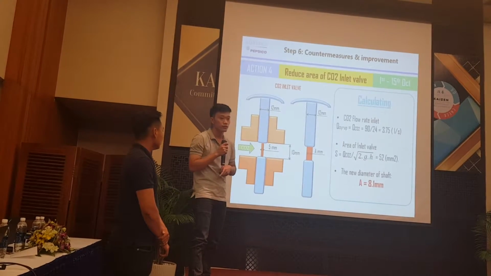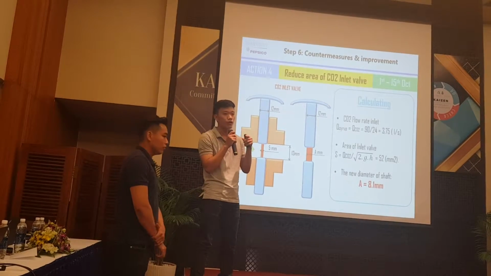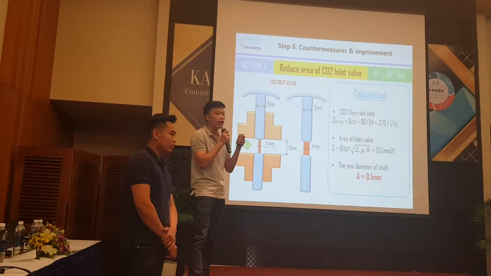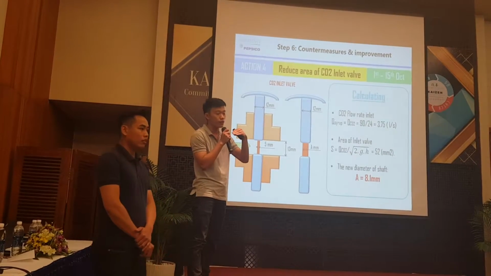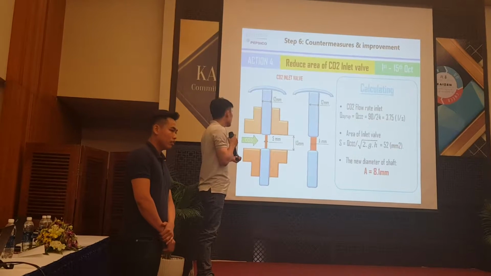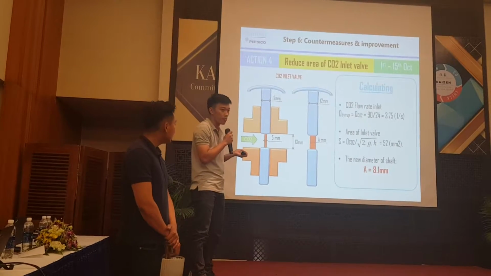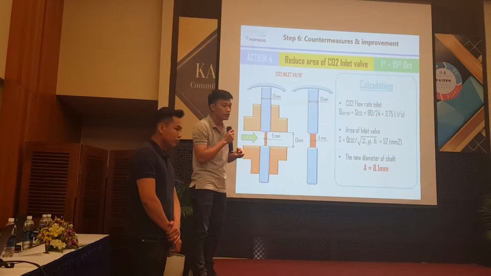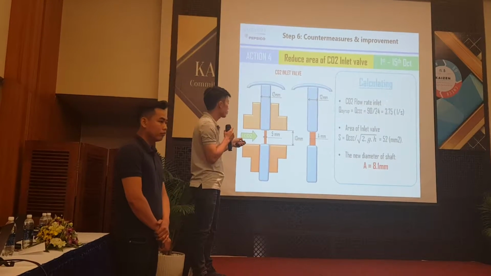And how can we do that? How can we reduce the flow rate of the CO2 inlet? We reduce the area where the CO2 passes over the inlet valve. To reduce this, we increase the diameter of this shaft from 5 mm to 8.1 mm. This was calculated with this software.